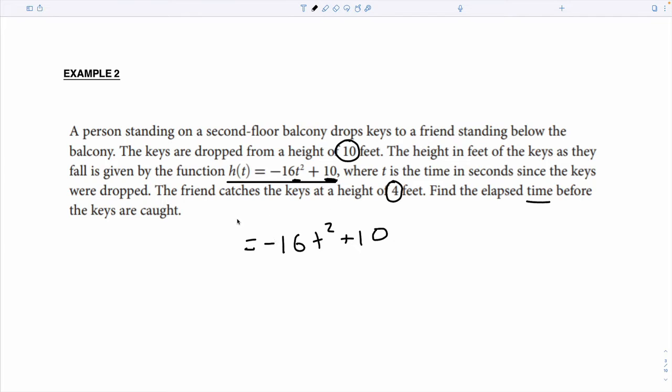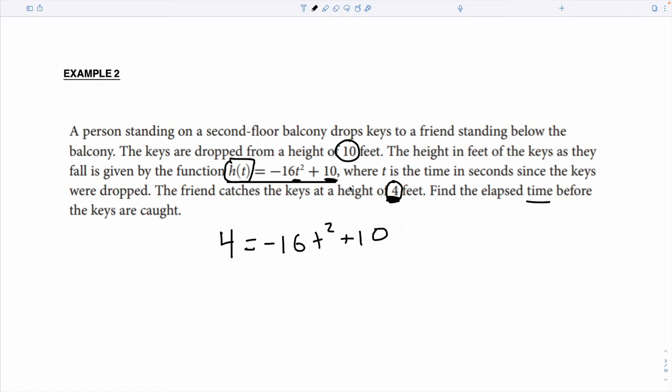Mariah, where would I plug that 4 into? It's for h of y. You just did it because maybe it was the last one. What does the h stand for? It's the height, and they tell us the height's 4 feet.